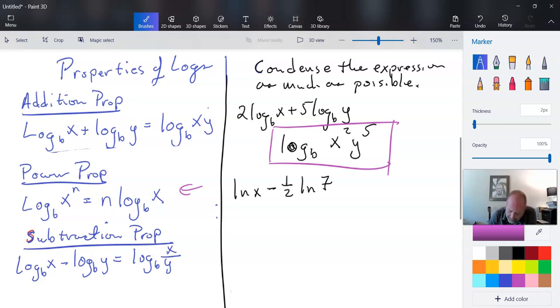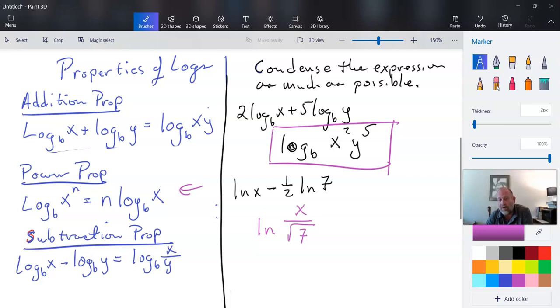Okay, so now let's look at this other one here. So that means we're going to be dealing with the natural log. I have both positive and negative terms, which means I have a fraction. The natural log of x is a positive term, which means x goes in the numerator. And then down here, this is my negative term, so it goes in the denominator. And I know there's going to be a 7, and I'm going to be raising it to the 1/2 power, which means that it's a square root of 7.